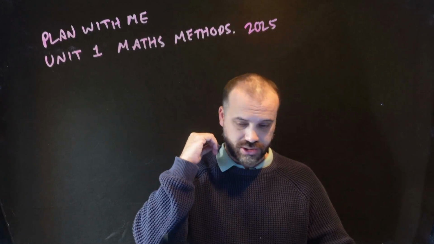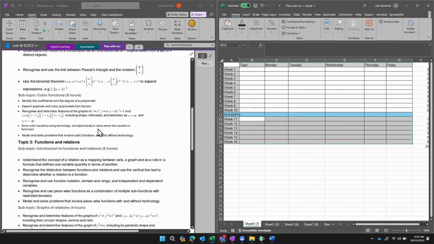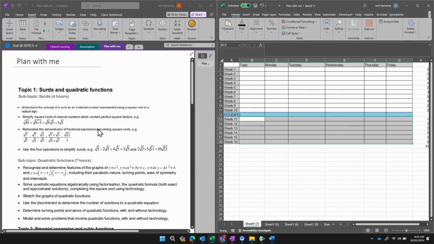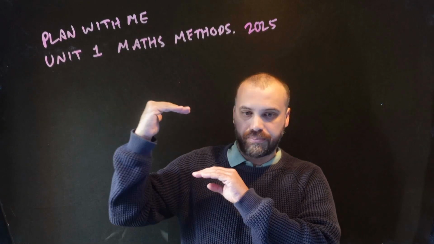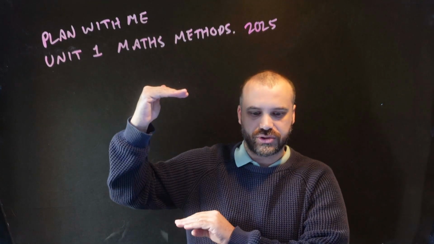So I've got two documents open. I've just chopped up the Unit 1 syllabus, so that's the entirety of Unit 1 for 2025. And I've also created this little document here. So I'm going from week 1, term 1, to week 10, then I've got my holidays, and then all the way down to week 16. So I'm thinking that's about half of the 3 terms that I'm going to do Unit 1 and Unit 2 in.